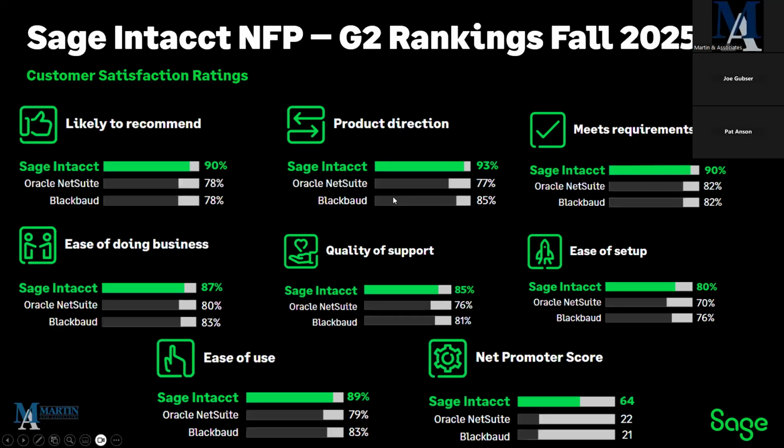Here is, again, from the fall 2025 rankings from G2. These are customer satisfaction rankings, and you'll see there's various things that they rank on, like likely to recommend, product direction, ease of setup, ease of use. And this just shows you Intacct compared to a couple other leading products out in the NFP marketplace, and how Intacct kind of stacks up against them on some of the key satisfaction rankings that they do.